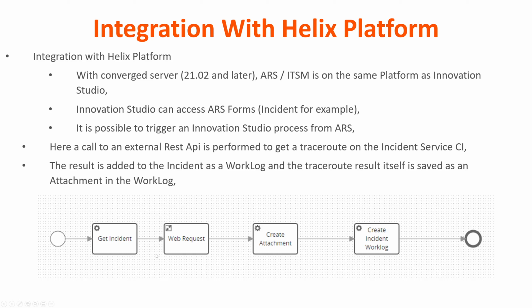So here in this example, it would take the business service from this incident, do a query on it, for example, to see the status, if it's a router, to perform a trace route, create an attachment, and create an incident work log with the attachment and the result of the trace route.